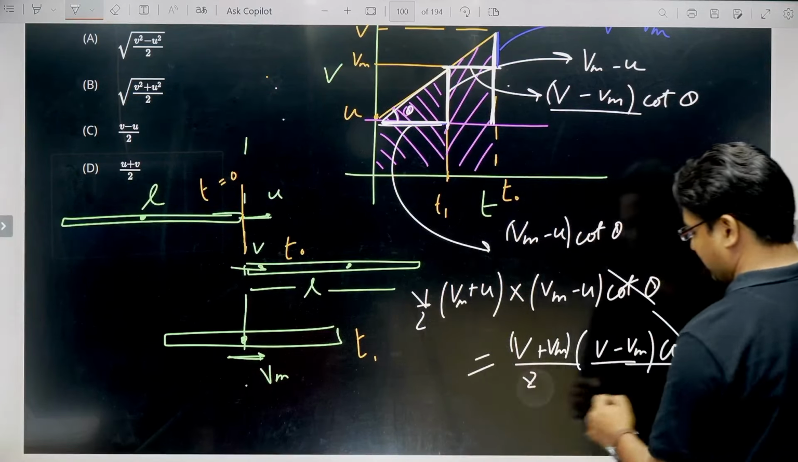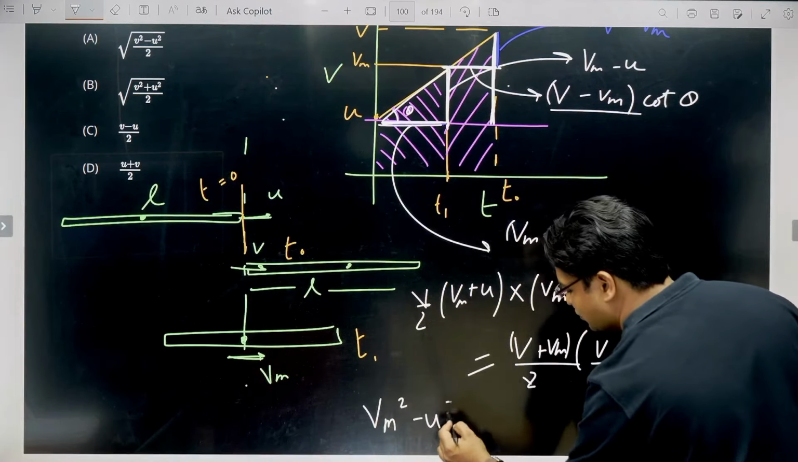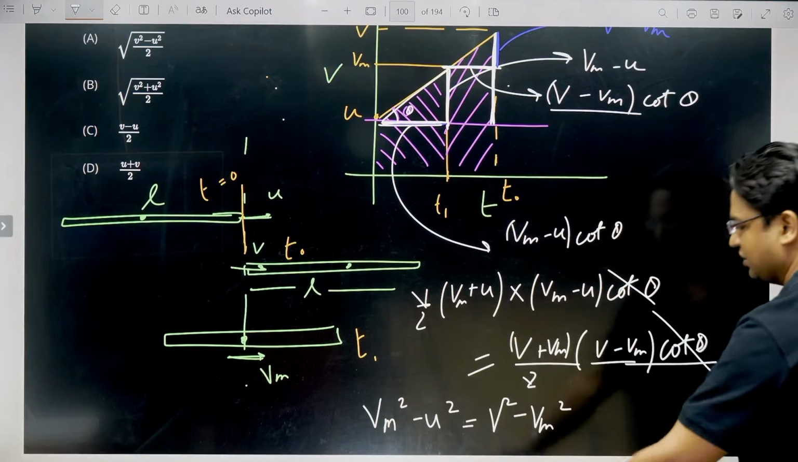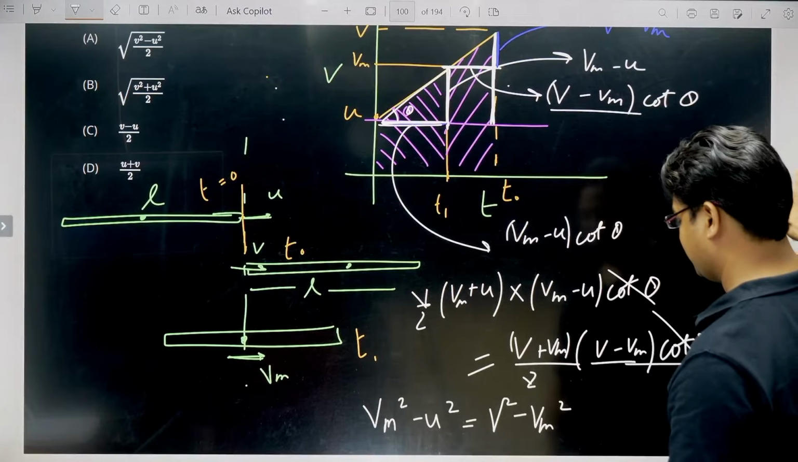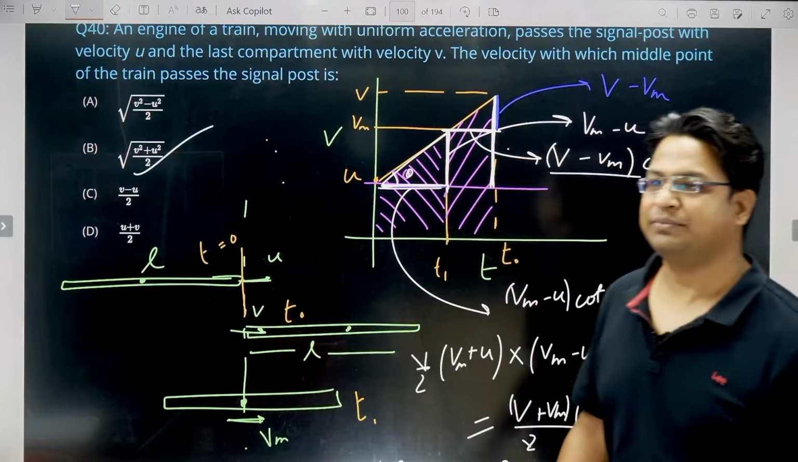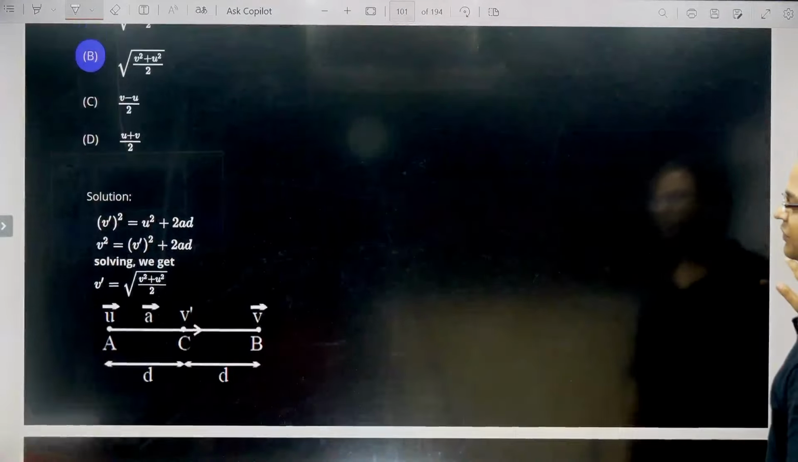Half gets cancelled. Now you see a very simple relationship we are getting, that Vm square minus u square equals V square minus Vm square, and from here you can calculate the value of Vm. It would be the root of V square plus u square by 2. So B option would be the right answer here. All right, so you got this, everyone? B option would be the right one.